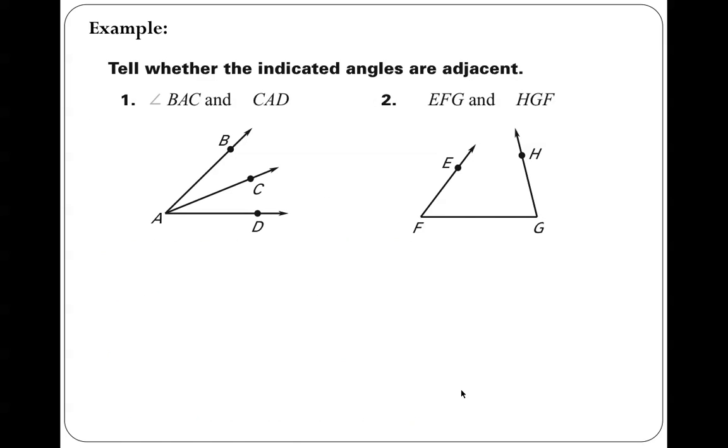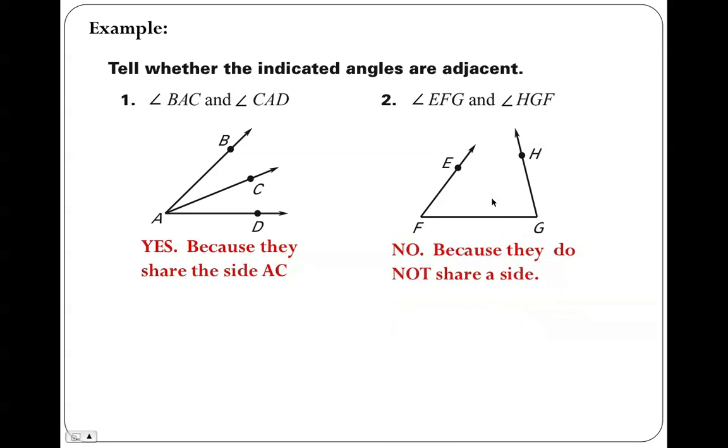So here's some examples. Tell whether these angles are adjacent to each other. In the first situation, we have angle BAC and CAD. Are these adjacent? Or EFG or HGF? Are these adjacent? Or are these adjacent? Or both? And here's the answer. These guys are, because they share the side AC. And these are not. It's kind of weird, but this side is not really shared by them. These guys are independent angles.